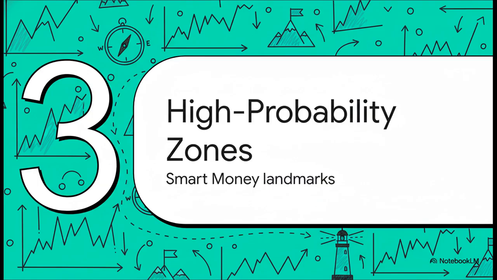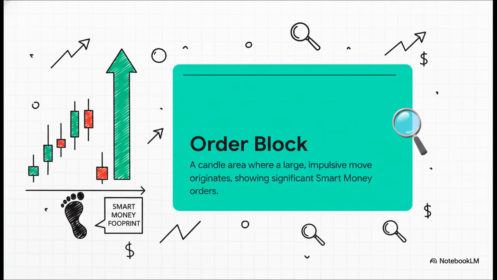Okay, so we get the cycle, we see the big picture, but where exactly do we look on the chart to get involved? Now we're going to talk about identifying the high probability zones. These are the key landmarks on that smart money map. One of the most important landmarks is something called an order block. This is typically the last opposing candle right before a huge, explosive move. It represents a massive concentration of unfilled orders from smart money. It's basically their footprint left on the chart, and it's a place price will very likely revisit in the future.